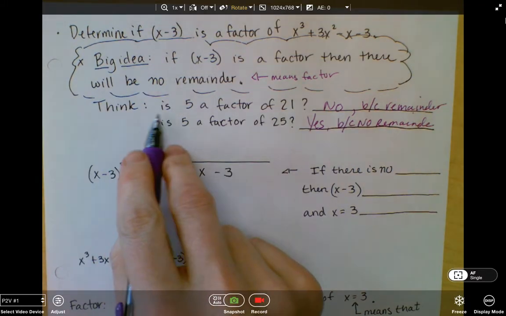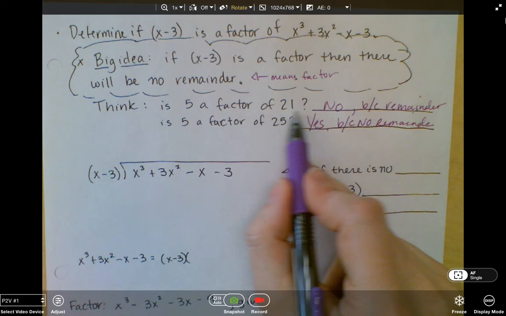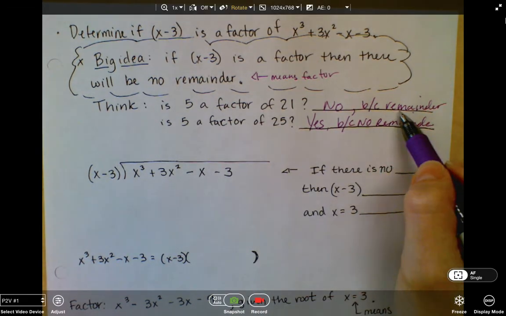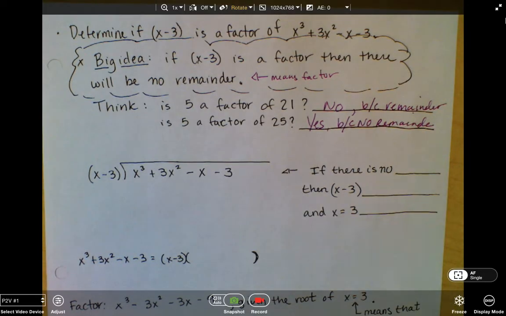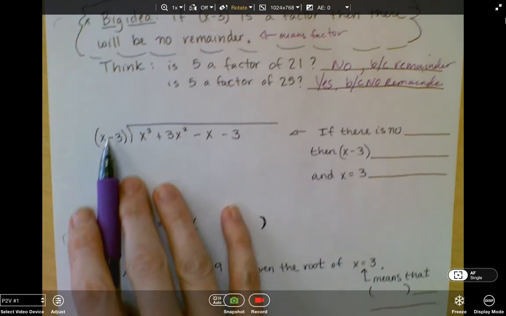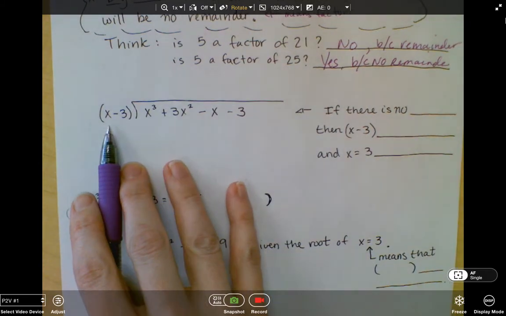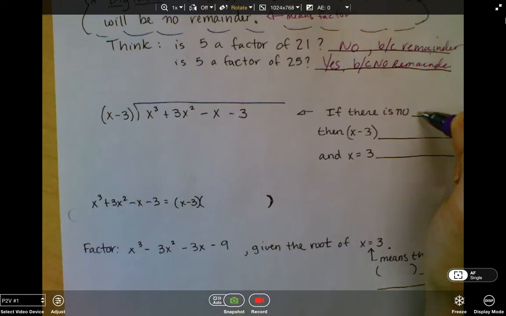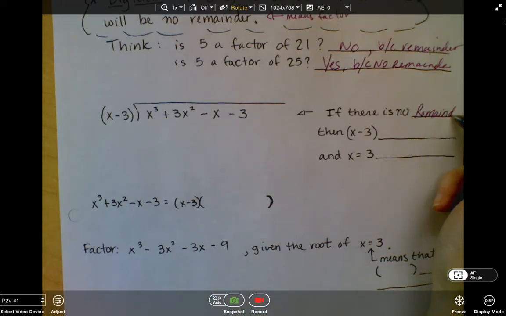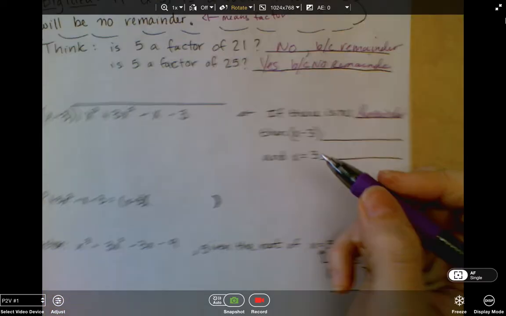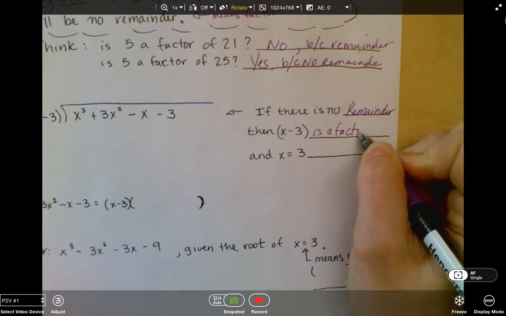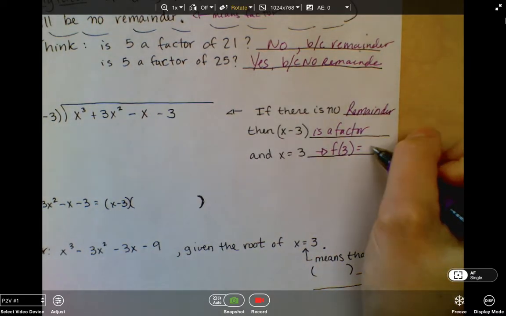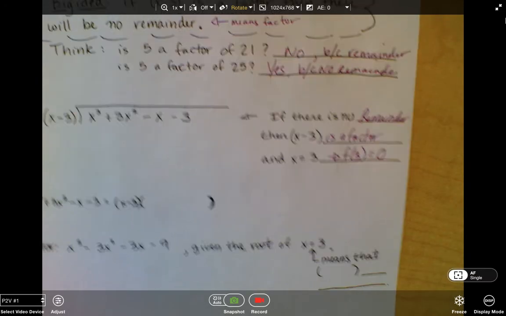If someone were to ask, is a linear function a factor of a polynomial? It would be yes or no, and the answer is always the same, because there was a remainder or because there was no remainder. So we're going to come down here and we're going to say x minus 3 divided into the polynomial I was given. If there is no remainder, then x minus 3 is a factor, and x equals 3 produces f of 3 would output a 0.